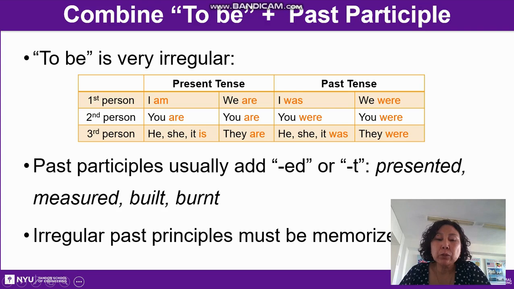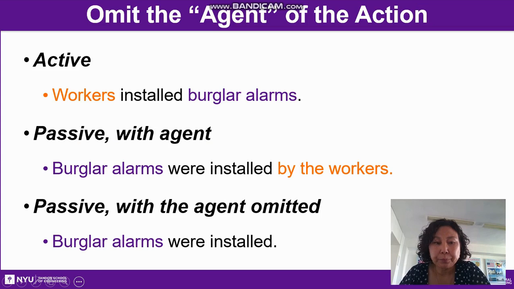Past participles usually add -ed or -t. For example, presented, measured, built, burnt. Irregular past participles must be memorized. Active: workers installed bulk alarms. Passive: bulk alarms were installed by workers. Bulk alarms were installed.